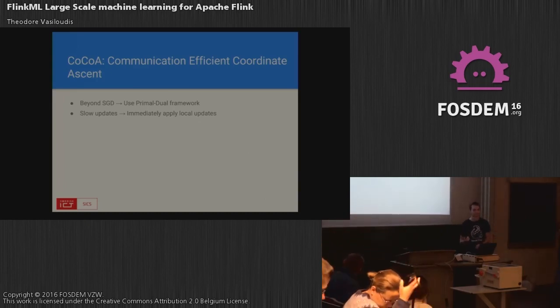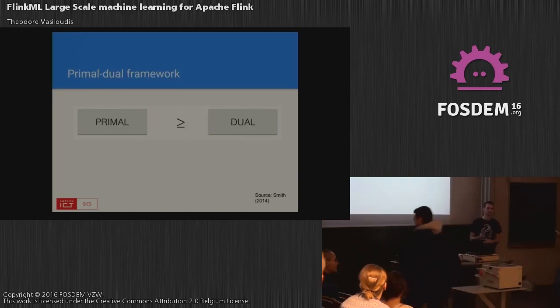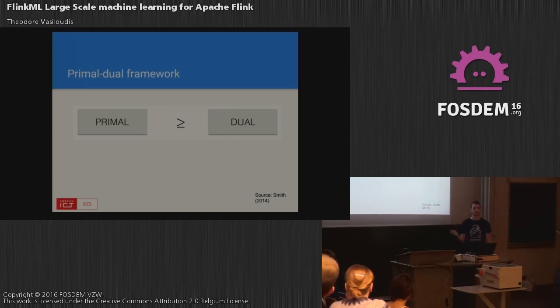So COCOA, or communication-efficient coordinate ascent, is an algorithm by Jaggi and others at Berkeley. And this aims to reduce the communication costs in the optimization problem and achieve faster convergence. It uses a number of things in order to achieve that, and we will see a couple of them. So first one, it moves from the primal optimization problem to the dual one. The framework of dual optimization is conceptually simple. What we do is transform our original primal minimization problem into a dual, which is a maximization problem. Once we do that, the dual provides a bound for the primal problem. And by having this bound, it's very easy then to have a stopping criterion, when to stop iterating.